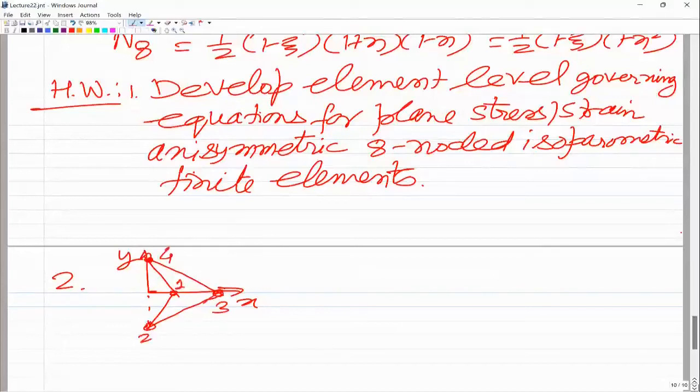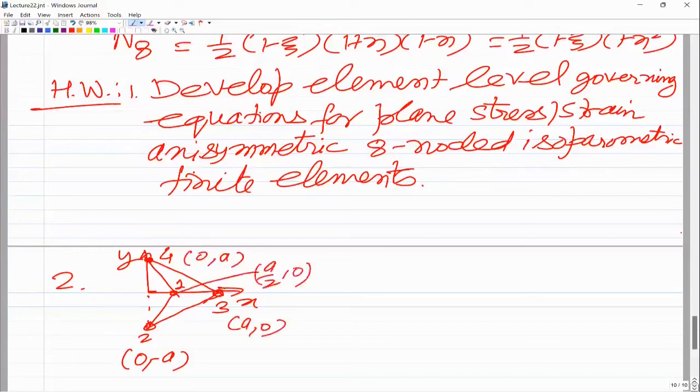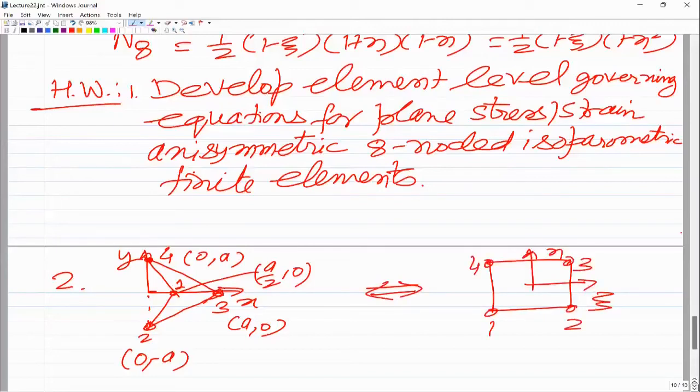If you look at the coordinates of these nodes, node 2 is at say 0 comma minus a, node 3 is at a comma 0, node 4 is 0 comma a, and the x and y coordinates of node 1 are a by 2 comma 0. So this is the element in the physical coordinate space, and this element is mapped to the square in the natural coordinate space. We have xi and eta, and these are nodes 1, 2, 3, 4. So you already now know the shape functions for these.